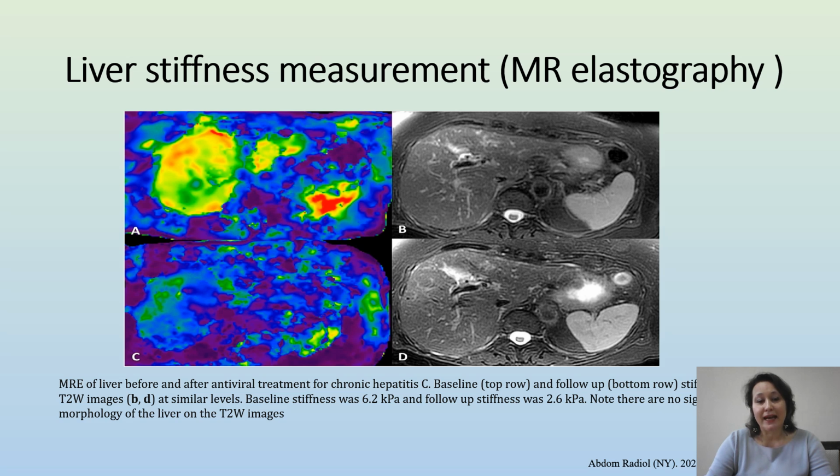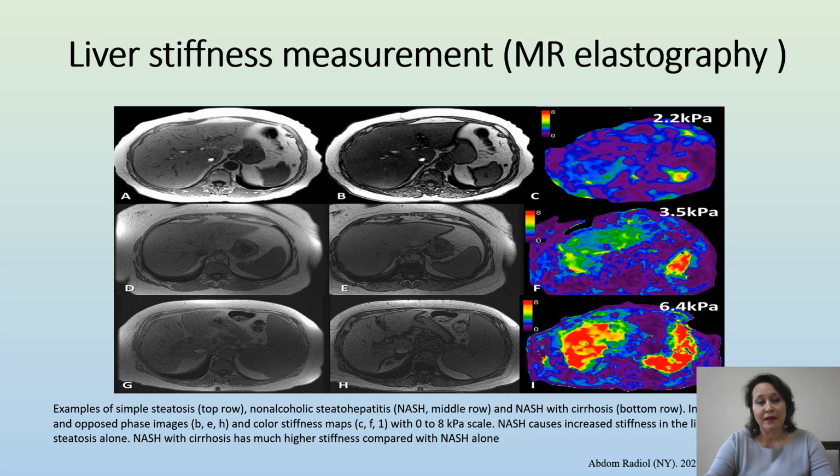On this slide you can see different results of MR elastography of the liver in a patient with chronic hepatitis C before treatment, top row, and after treatment, bottom row. The stiffness in the patient initially was 6.2 kilopascals, and after treatment the stiffness of the liver decreased to 2.6 kilopascals.